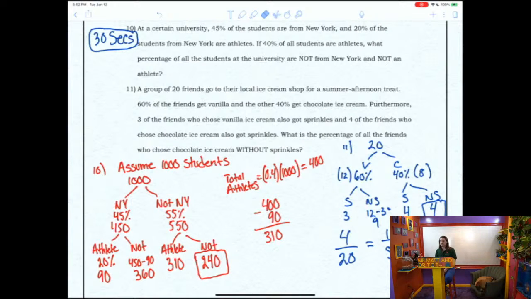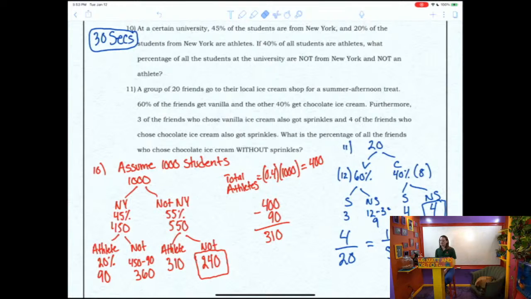Of those, they say 40% of all students are athletes. So off to the side there, I have a way of calculating the total number of athletes at this university. It's 40% of 1,000, so I'm going to take 40% of 1,000. 0.4 times 1,000 is 400. So in total, there has to be 400 athletes.